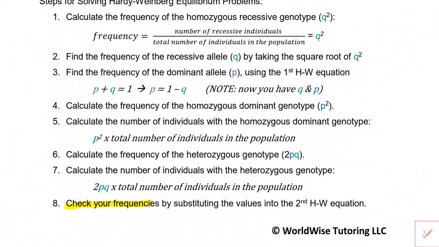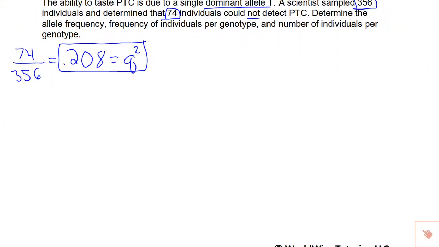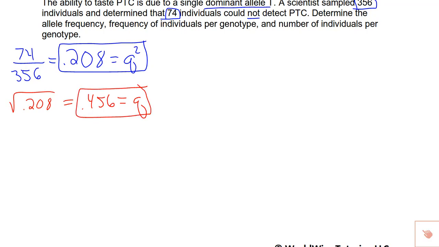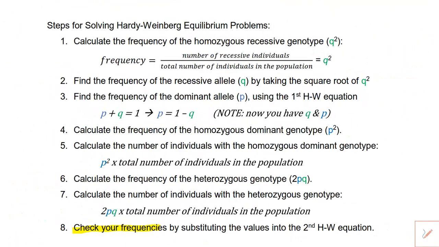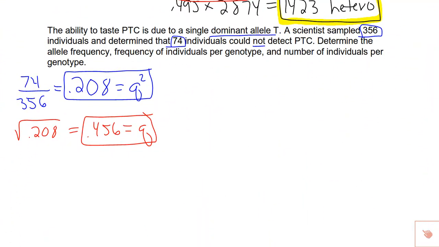Step 2 is pretty easy. Find the frequency of the recessive allele by taking the square root of that number we just got. So let's go ahead and square root our 0.208, and that's going to give us 0.456, which is our q value. In order to find our p value, we modify that first equation so that p is equal to 1 minus q. I'm looking at step 3. So I'm going to do 1 minus that q value to get my p value, and I'm going to box it.